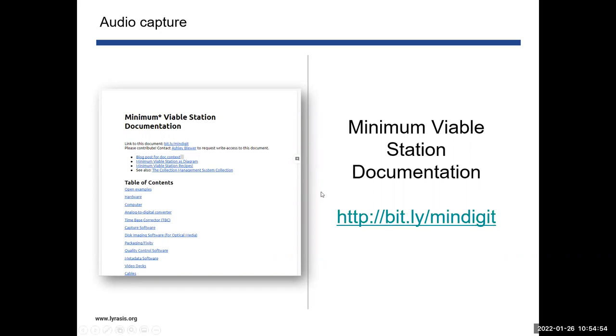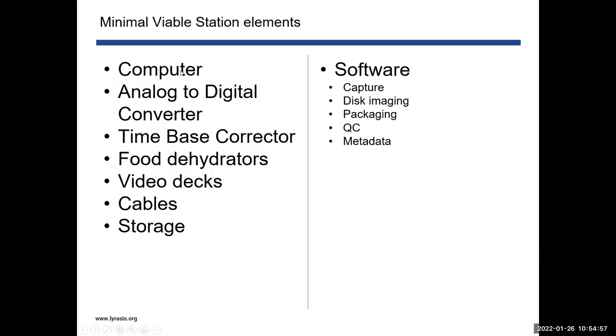The categories that are included in this resource include a computer, analog to digital converter, time-based corrector, food dehydrators for, quote, baking or just drying tapes, video decks, so that's for video, obviously, cables, and storage recommendations for digital storage. And then lastly, software for capture, for disk imaging if you're going digital to digital, packaging files, quality control, and generating and embedding metadata. So I highly recommend this resource if you're trying to set up any digitization in-house, or even if you're just trying to buy some new equipment for digitization in-house.